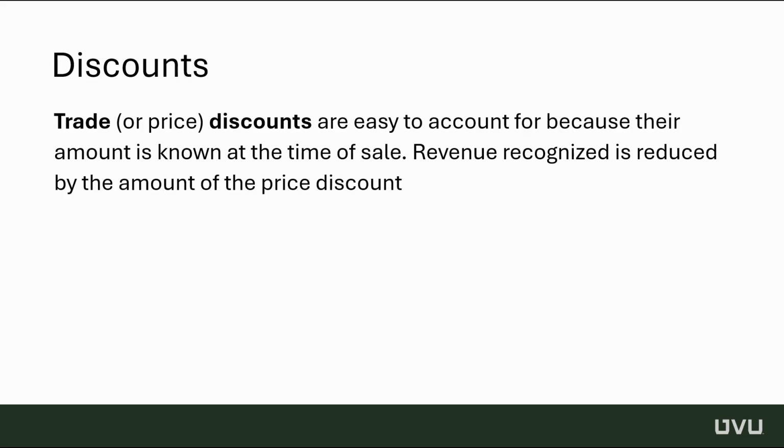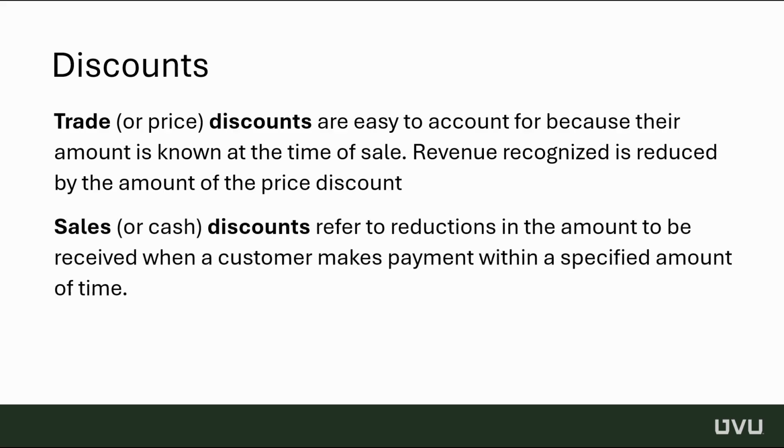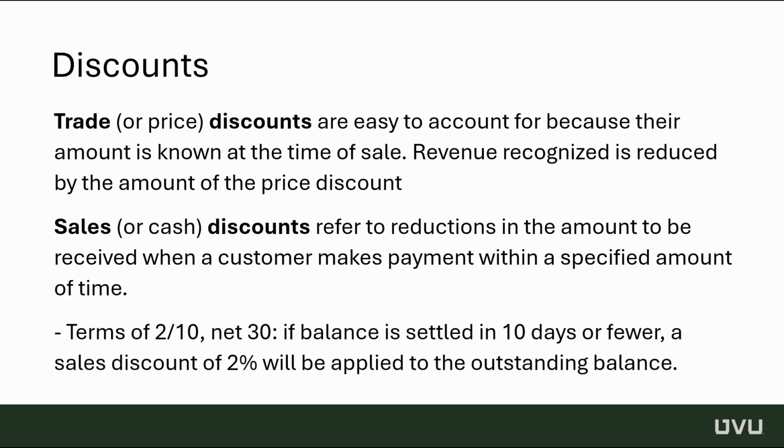Now, sales discounts are different. They're also called cash discounts, and these reflect incentives for timely payment. You're probably already familiar with the accounting lingo, like terms of 2/10, net 30, which means any amounts paid within 10 days get a 2% discount off of the total. But after that 10-day window has passed, any remaining balance must be paid in full, which is due 30 days after the date of the sale.